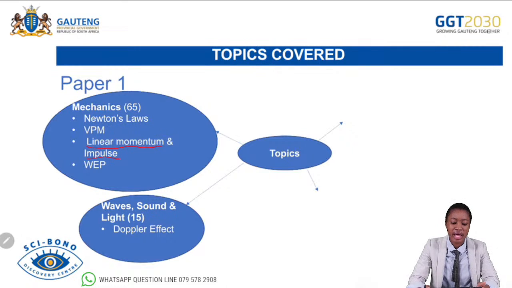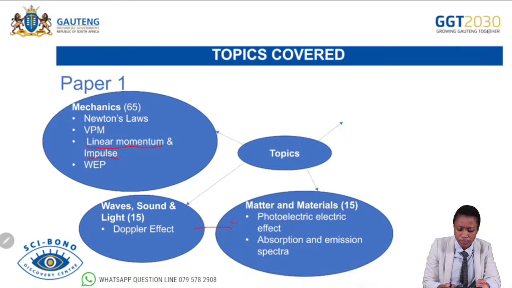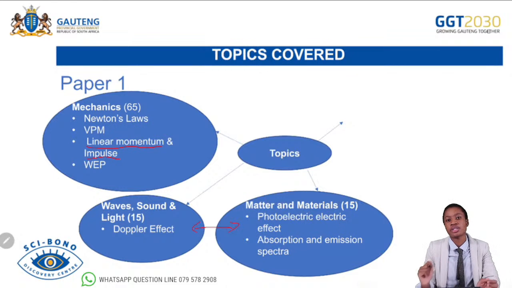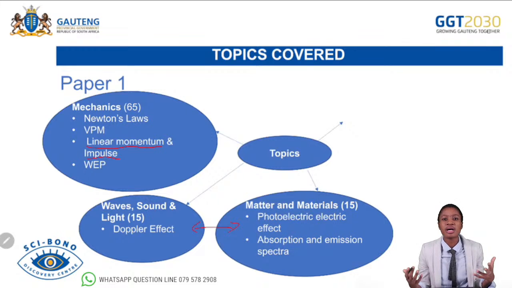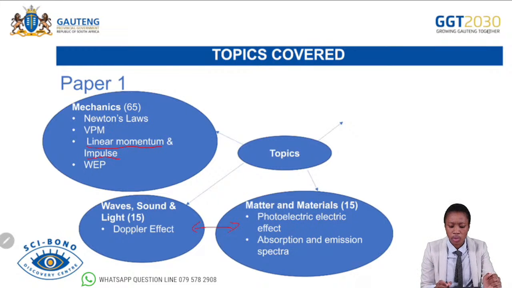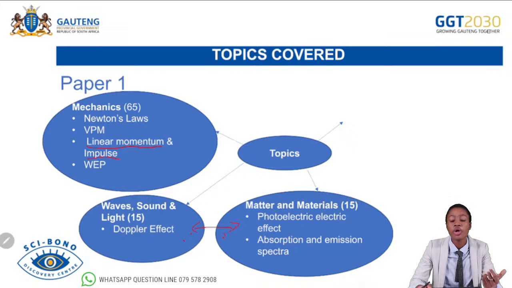Secondly, you have a topic about waves, sound, and light, and that's about 15 marks. Then we have matter and materials, which covers the photoelectric effect, absorption, and emission spectra. These two work in conjunction, right? When working with sound, we're working with what? Waves. And also with light, we're working with waves. So these two work hand in hand. These are the least of them all, 15 and 15, which is about 30 marks.